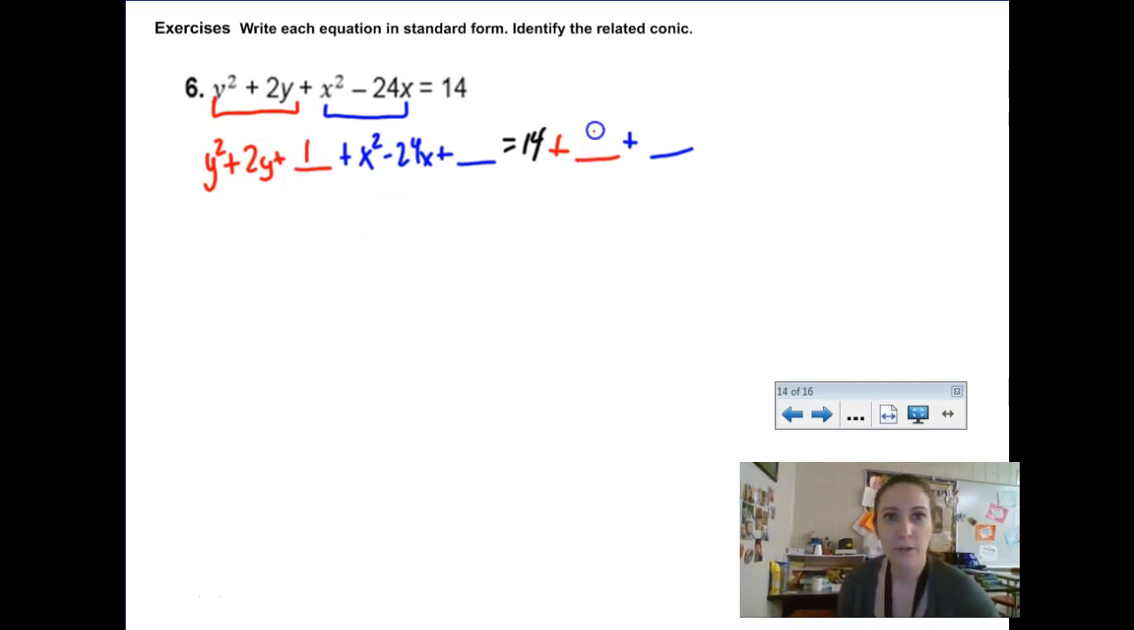Alright, completing the square here will give us a 1. Completing the square in the blue term, let's see, 12 squared is 144.